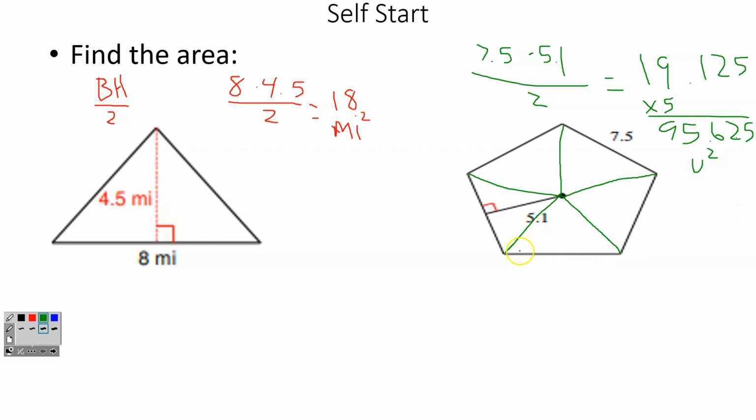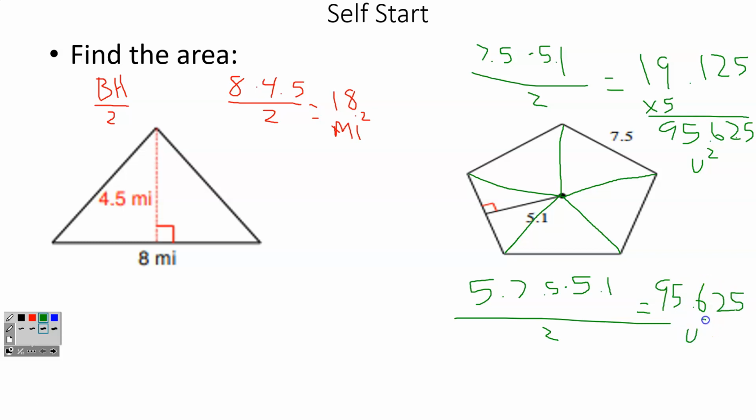Now, if you do the new way, it would be the number of sides, which is 5, times the length of one side, which is 7.5, times the apothem, which is 5.1, and divided by 2. And when you do that, you should get the exact same answer, 95.625 units squared.